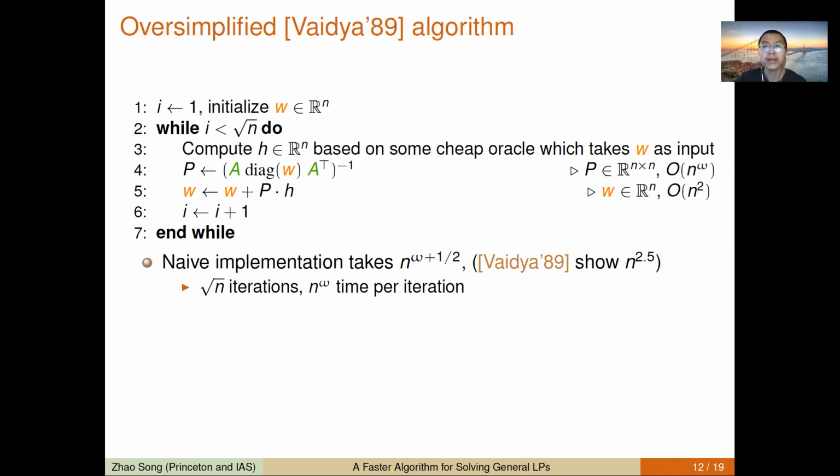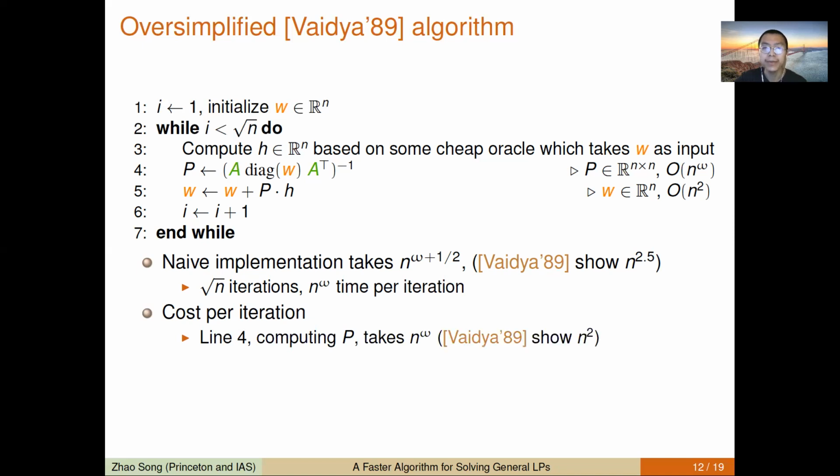As you can see, the bottleneck is from line 4 and line 5. It takes n to the omega time per iteration. The cost per iteration is the following. In line 4, it computes matrix P, which takes n to the omega time, and Vaidya showed you only need n squared time over root n iterations. In line 5, you need to compute P times h, which takes n squared time. As you can see, if you want to improve this n to the 2.5 to something else, you need to resolve the bottlenecks in both line 4 and line 5.